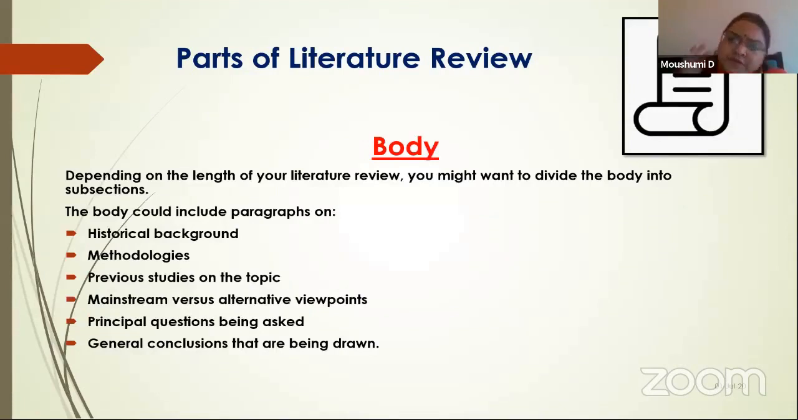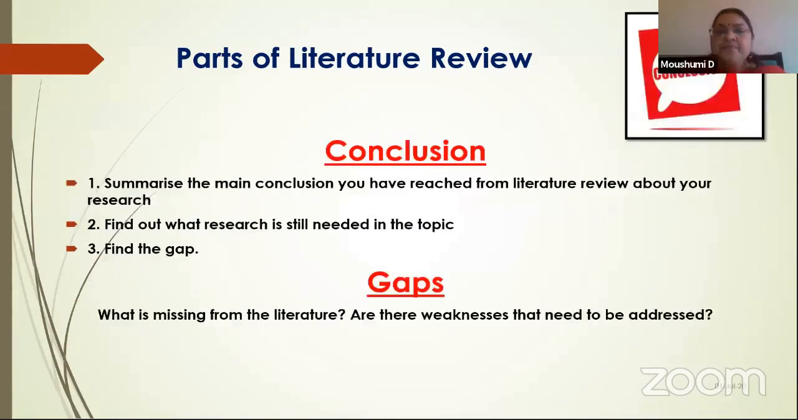Same thing, we come to the body of the literature review. The body is very important. Here you write down your historical background, the methodologies, the previous studies of the topic, the mainstream and the alternative viewpoints which you have developed from your topic, the questions which were asked, the conclusions. Remember, my friends, in the body, don't forget to arrange the literature review, whether it is chronological, trend, whatever it may be. Please do arrange it in a form which is prescribed.